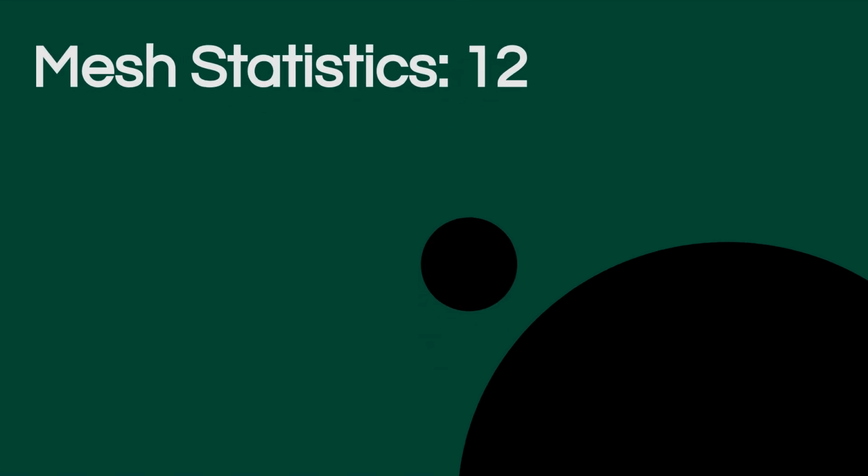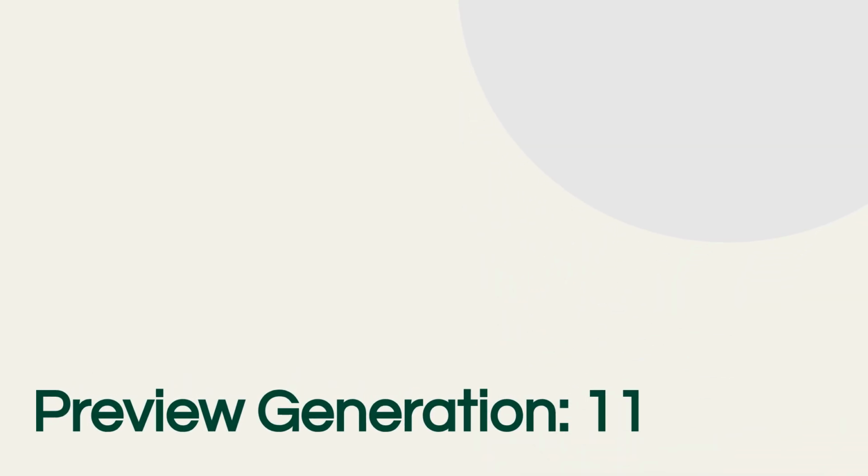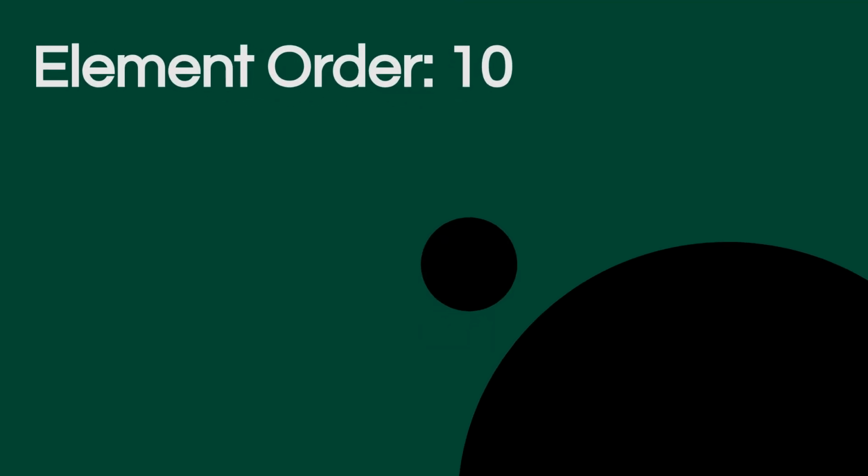Always inspect mesh statistics early to confirm that total element counts are within your license limits. At step 11, generate quick mesh previews to verify your settings before running a full volume mesh. Choose between linear and quadratic elements based on the required accuracy of your mechanical simulation.